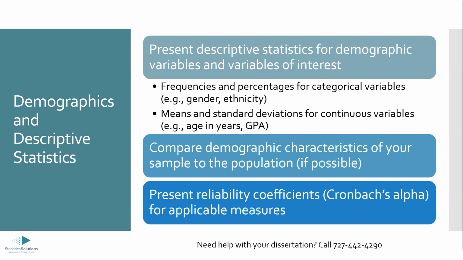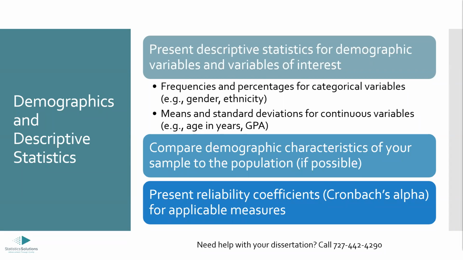So examples of descriptive statistics that you might compute would be frequencies and percentages for categorical variables. So examples of those would be things like gender or ethnicity. And then for continuous variables, you might compute means and standard deviations. So examples of continuous variables would be something like someone's age in years or grade point average.